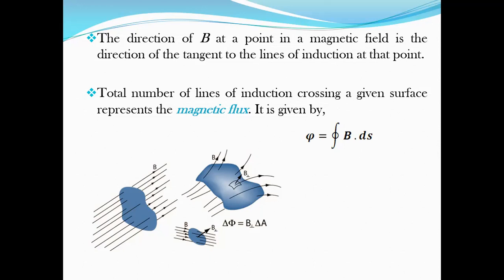How do you say that? B means flux over area, yes, that is correct. Flux over area is equal to the B. But I'm asking about flux. The definition of flux: is flux a vector or a scalar?